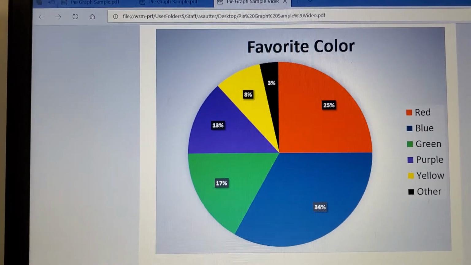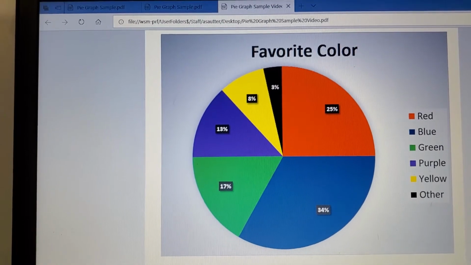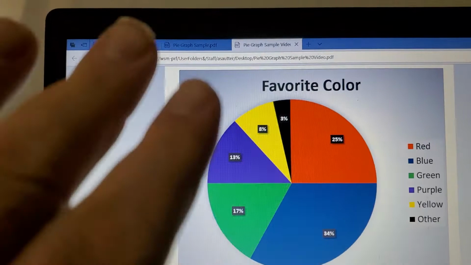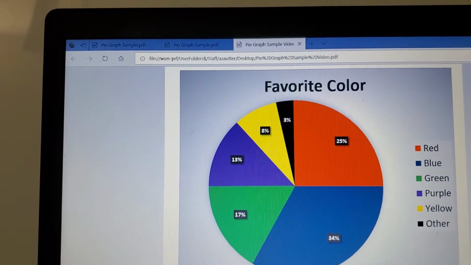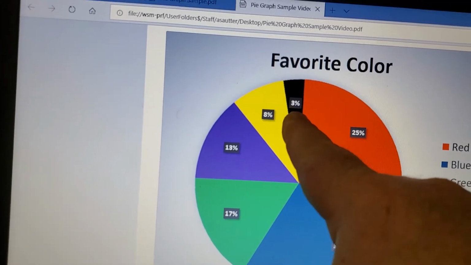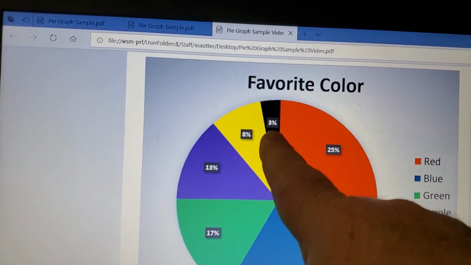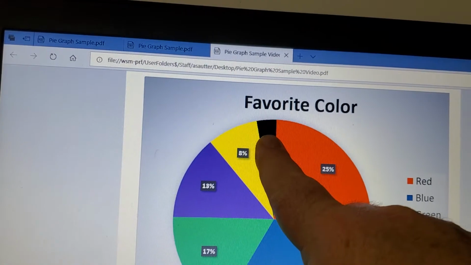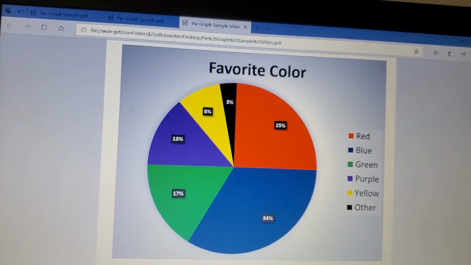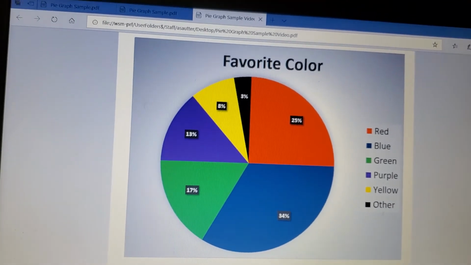All possible data that can be on this chart needs to add up to a full circle of 100%. So let's say, I don't know, 3%. Maybe that's a question mark. It says, let's figure it out. How can I figure out what percentage of people picked other?